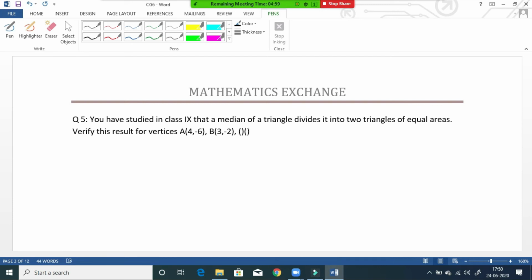Now question 5. You have studied in class 9 that a median of a triangle divides it into two triangles of equal areas. Verify this result for vertices A of 4, -6, B of 3, -2, C of 5, 2.